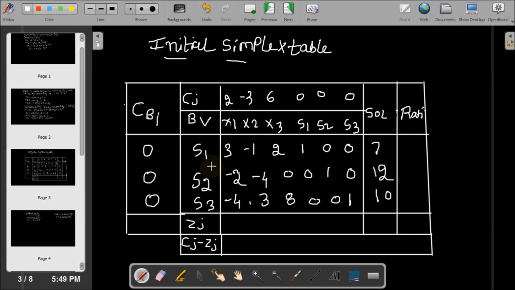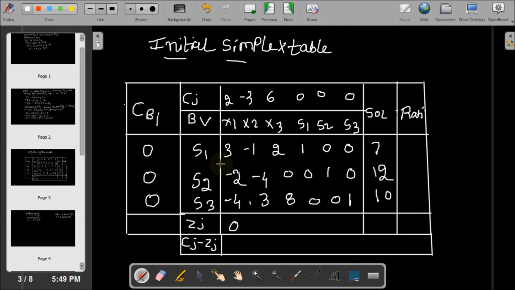Now we have to find out the value of Zj. It is very simple. There is a formula to calculate Zj, but in a simple way I will explain how to calculate the value of Zj. So initially the Zj value of all the coefficients is 0 only. Observe this properly. 0 into 3 is 0 only. Plus 0 into minus 2, 0 only. Next, 0 into minus 4, 0 only. So what is the first value? 0.